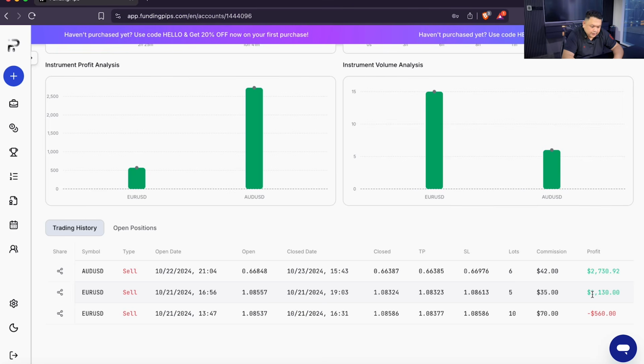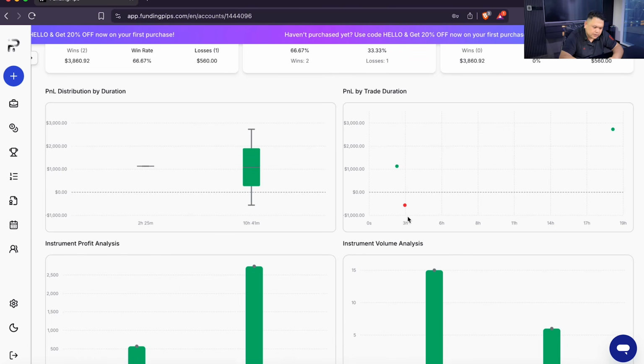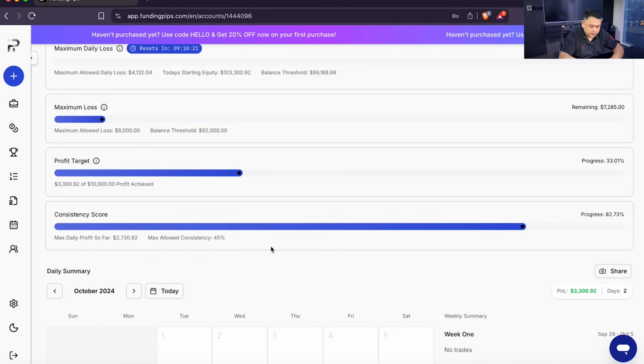So I didn't do pretty well on this account, but that's why I have all of these different metrics. It tells me and helps me to identify what I need to do, how I should be trading in order to be a bit more profitable, be a bit more consistent. And that's what we're aiming for at the end of the day. That's why we've got these accounts with consistency scores, because at the end of the day, we want to make sure that we're a consistent trader.